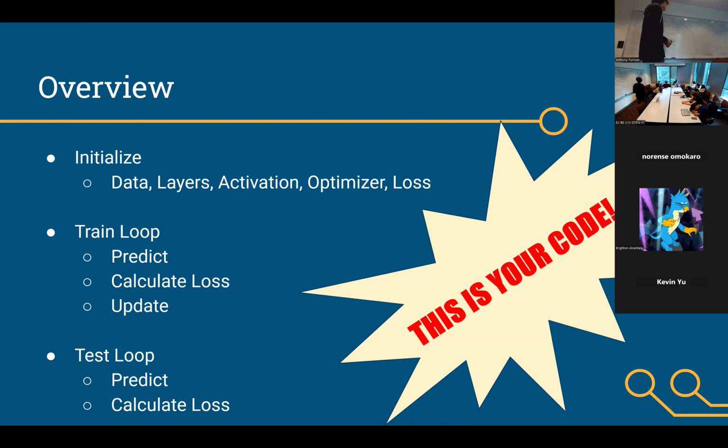And then I talked about the training loop. That's on the slides right there. You want to make a prediction, calculate the loss, and update the model based on that. Then in your testing loop, you want to make a prediction and calculate the loss. Does that all make sense? I'll make sure it does, because basically we're going to be writing the code, so hopefully you understand what the code is doing.